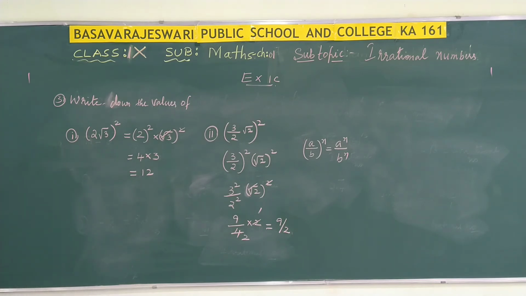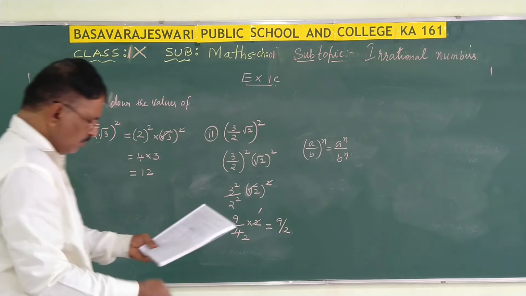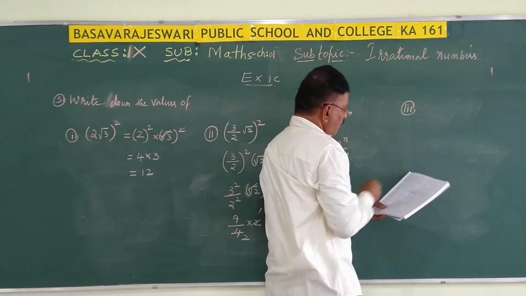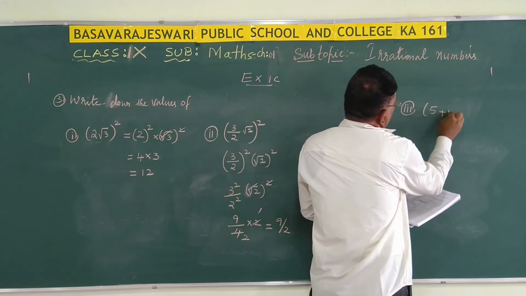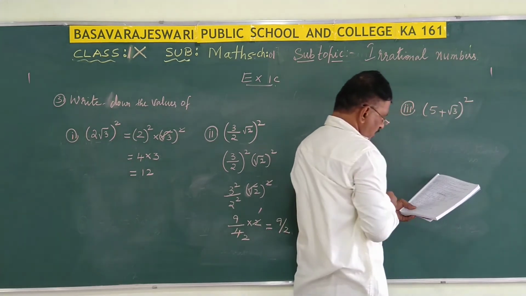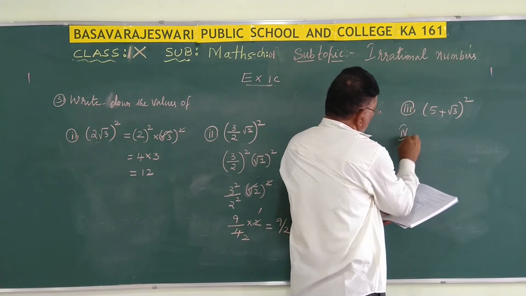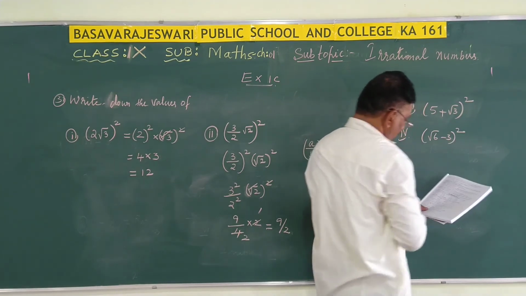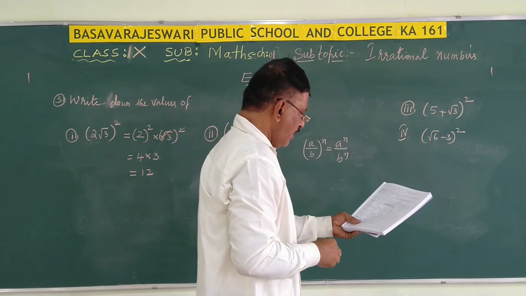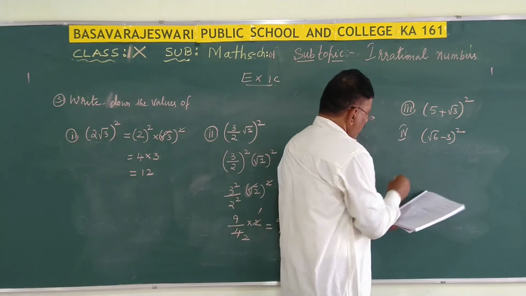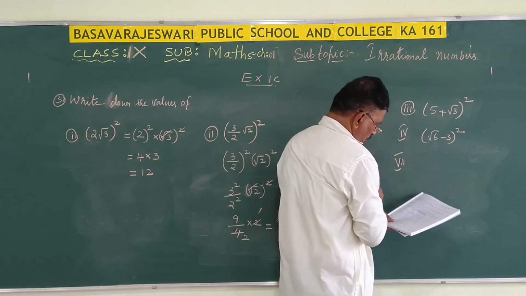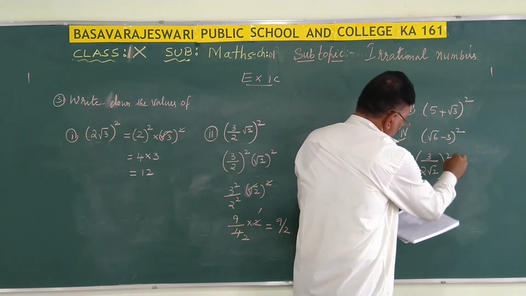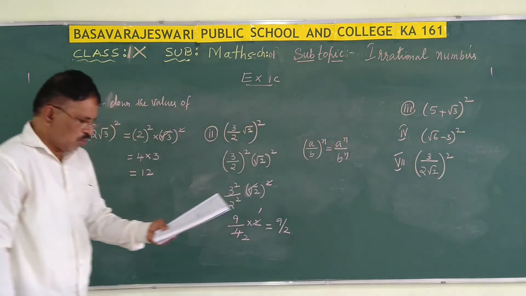Yes, sir. For you, the third question will be homework: 5 plus root 3 whole square. The fourth question will be homework for you: root 6 minus 3 whole square. Even the seventh question will be homework for you. It is 3 divided by 2 root 2 whole square.